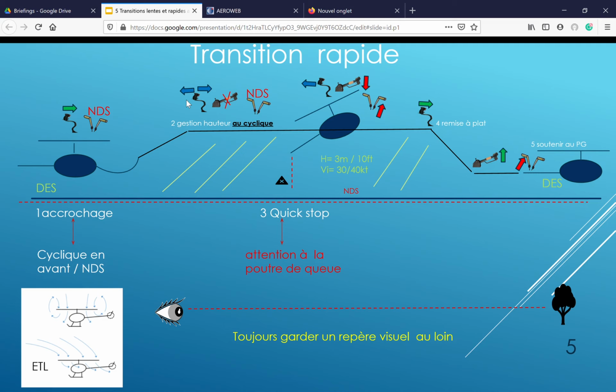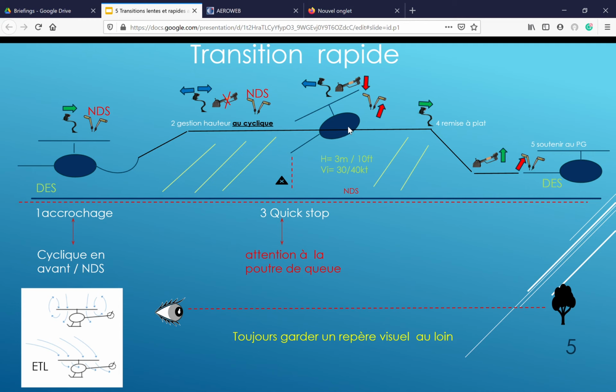So you will increase your height from the ground, and you will eventually stay around 10 feet from the ground, no more. And then at a certain point you decide to perform a quick stop. Always be careful of your tail rotor. It must not touch the ground, so you have enough space to actually quick stop.